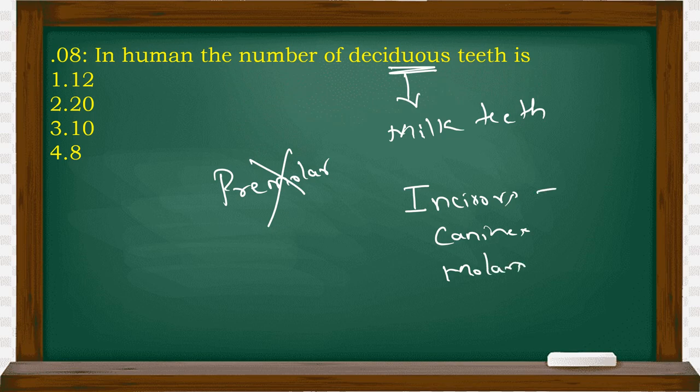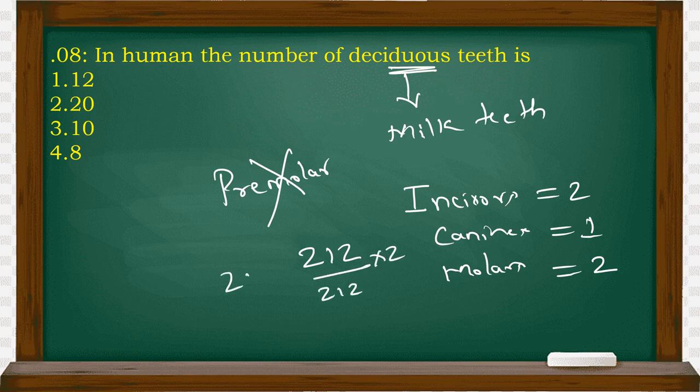Incisors would be 2 in number, canines would be 1 in number, and the molars would again be 2 in number. So the dental formula would be 2 1 2 by 2 1 2 into 2 sets, that is nothing but 20. So do you find any option which says 20? Yes, option number 2, which says in the human being the number of deciduous teeth or the milk teeth is 20. By the simple calculation, we can solve this problem.